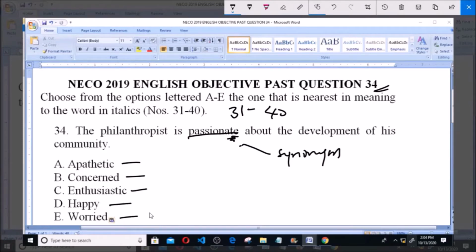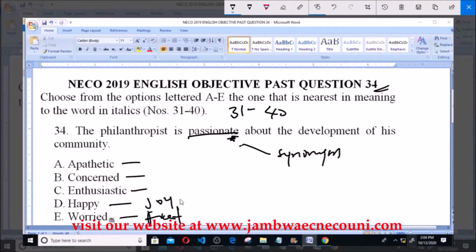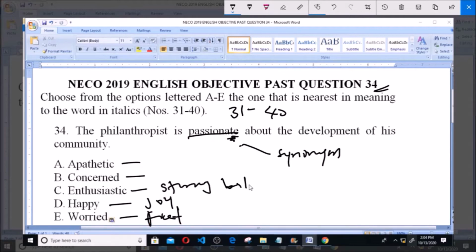And when we talk of worried, it means that you are afraid. When you are happy, it is synonymous to joy. Enthusiastic means strong belief. Then concerned means to be passionate or to have passion.